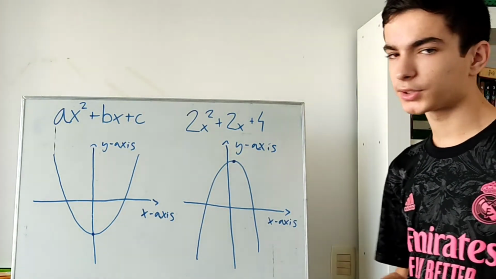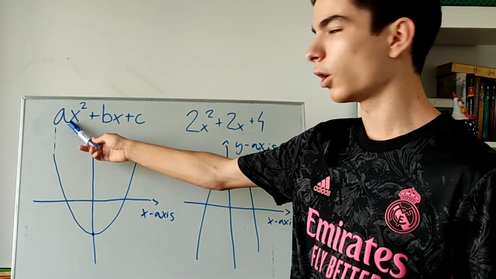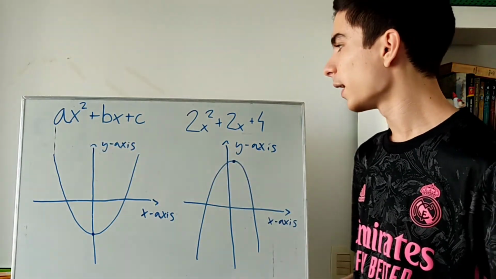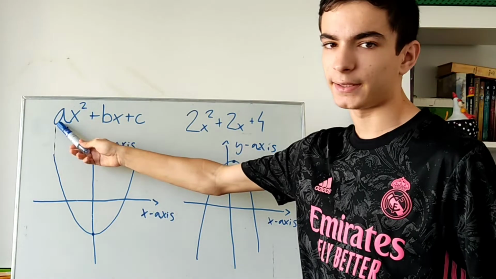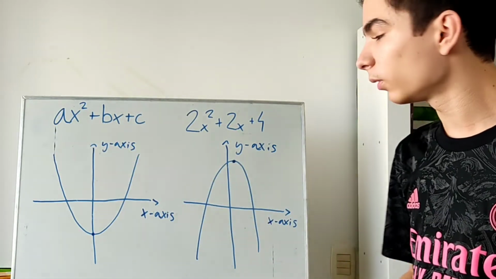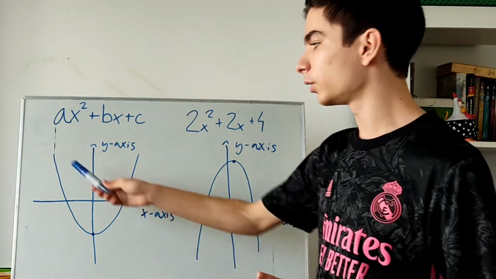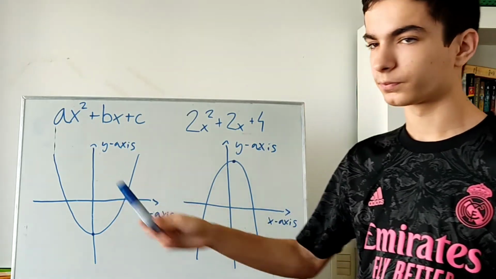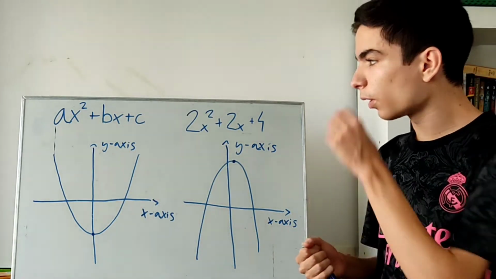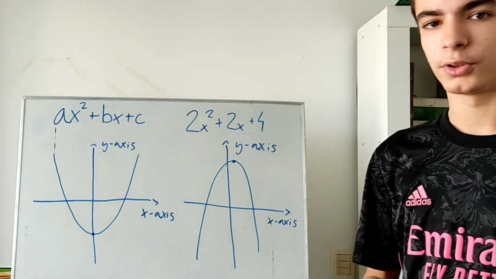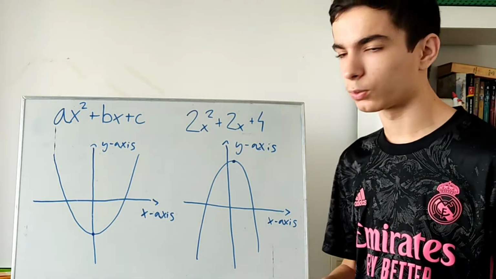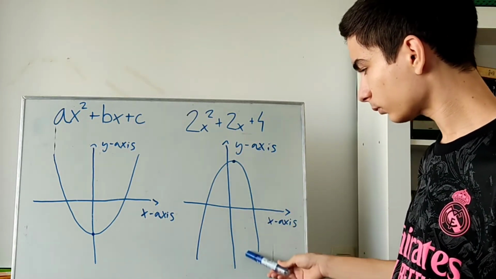And this all depends on the leading coefficient of your quadratic function. If the leading coefficient, a, is greater than 0, then your parabola is going to face upwards. If your leading coefficient is less than 0, then your parabola is going to face downwards, just like this one.